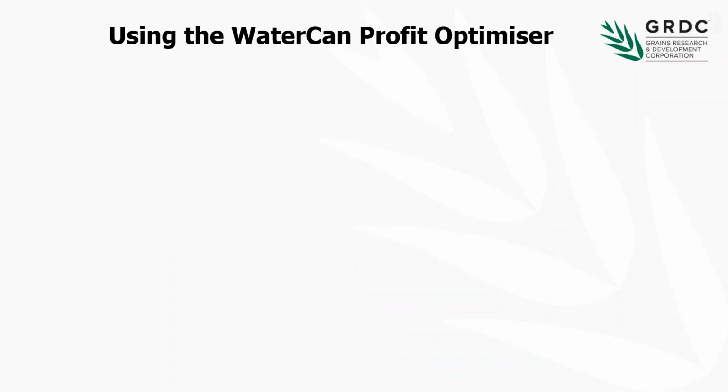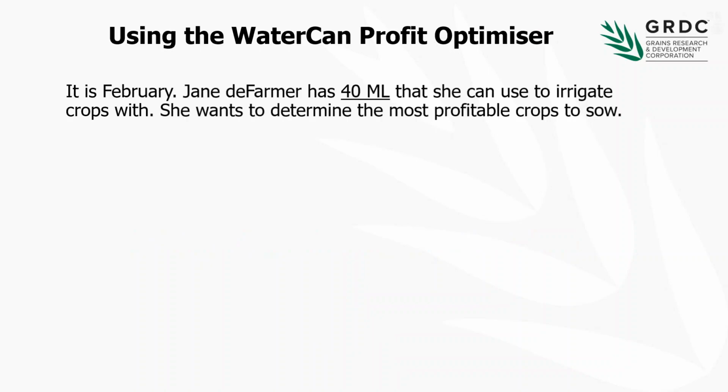So using the Optimiser in WaterCan Profit, we have an example. It's February. Jane DeFarmer has 40 megalitres of water that she can use to irrigate crops with, and she really wants to know what the most profitable crops are to sow. In Australia, New Zealand, and elsewhere in the southern hemisphere, the winter season is June, July, August. So Jane DeFarmer wants to know what crops to sow in autumn so that she can potentially irrigate as crops get into the springtime after winter and it starts to dry off.